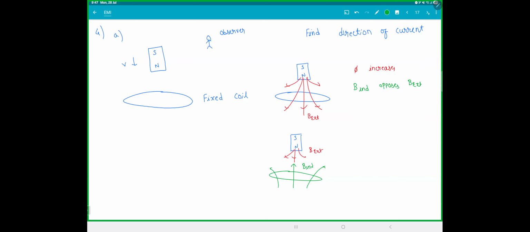Now that means what? It is going up, isn't it? Put your thumb towards you and rotate your fingers. What is this direction? Anti-clockwise, isn't it? Therefore, current is anti-clockwise. Is that clear? The observer will think B induced is towards him. The thumb is pointing towards his face. So if you put your thumb towards your face, the fingers will go anti-clockwise.